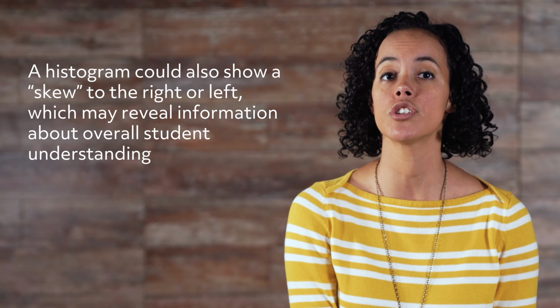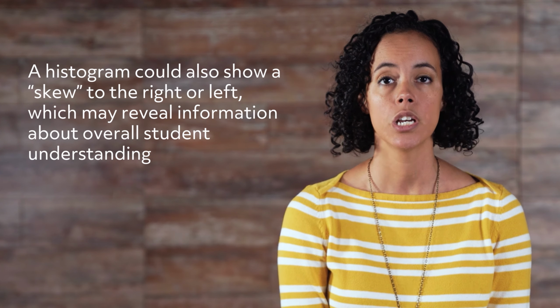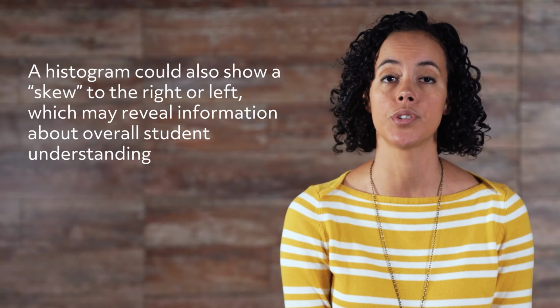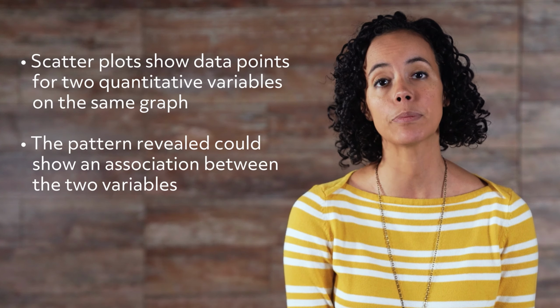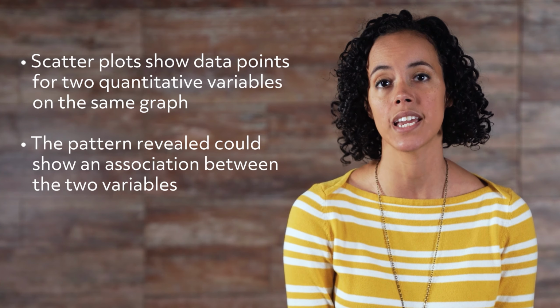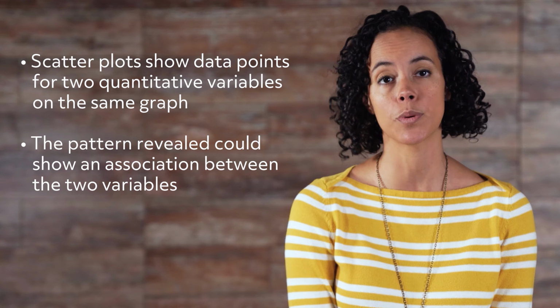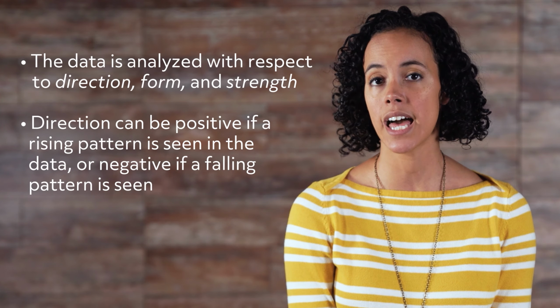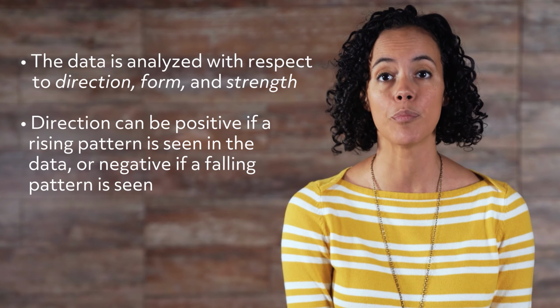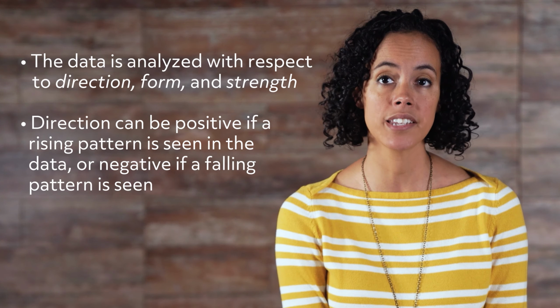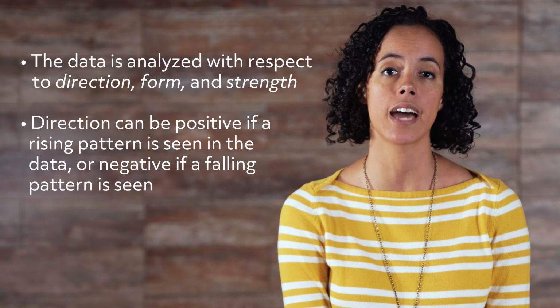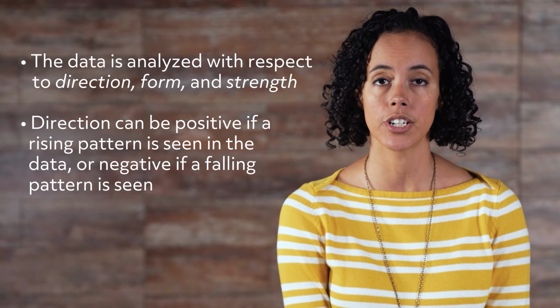A histogram could also show a skew to the right or left, which may reveal information about overall student understanding. Scatter plots show data points for 2 quantitative variables on the same graph. The pattern revealed could show an association between the 2 variables. The data is analyzed with respect to direction, form, and strength. Direction can be positive if a rising pattern is seen in the data, or negative if a falling pattern is seen. The form of the scatter plot identifies whether the data appears somewhat linear, curved, or cone-like in shape.